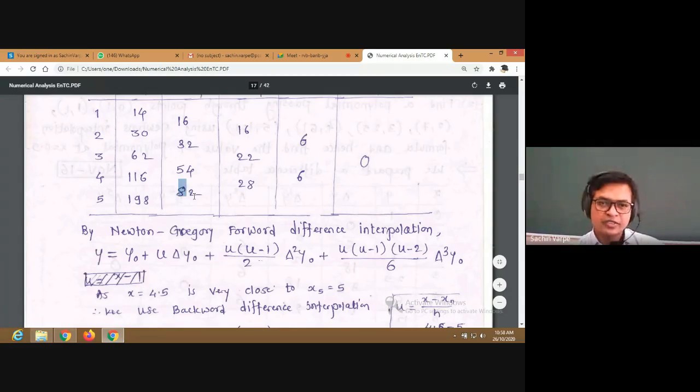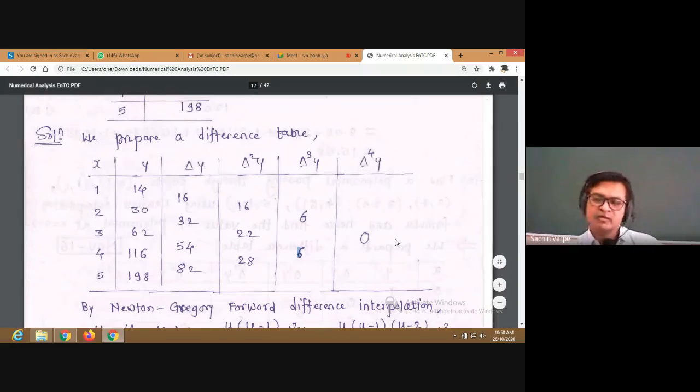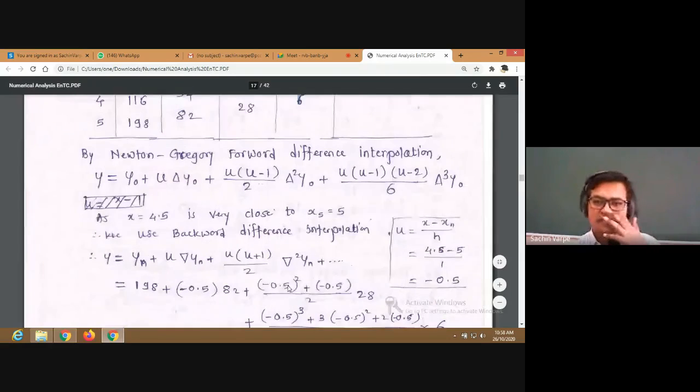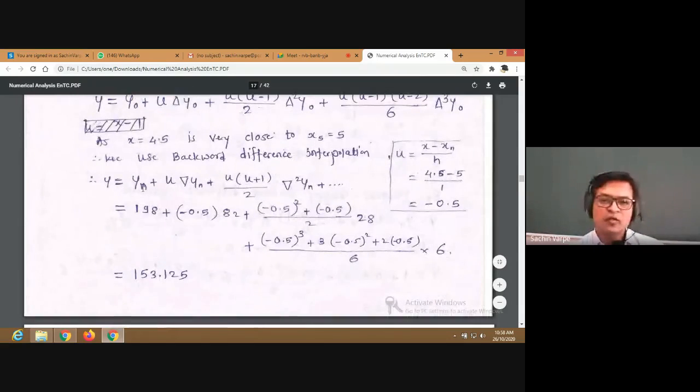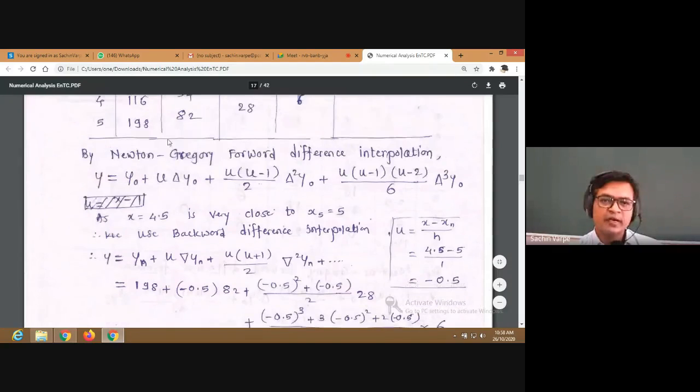So this is my del yn, this is my del square yn, this is my del cube yn, and del raised to 4 yn is 0, and all further dels will be 0. I'll substitute those values with yn. Remember, yn corresponds to xn. So yn is 198 and del yn is 82, like this.